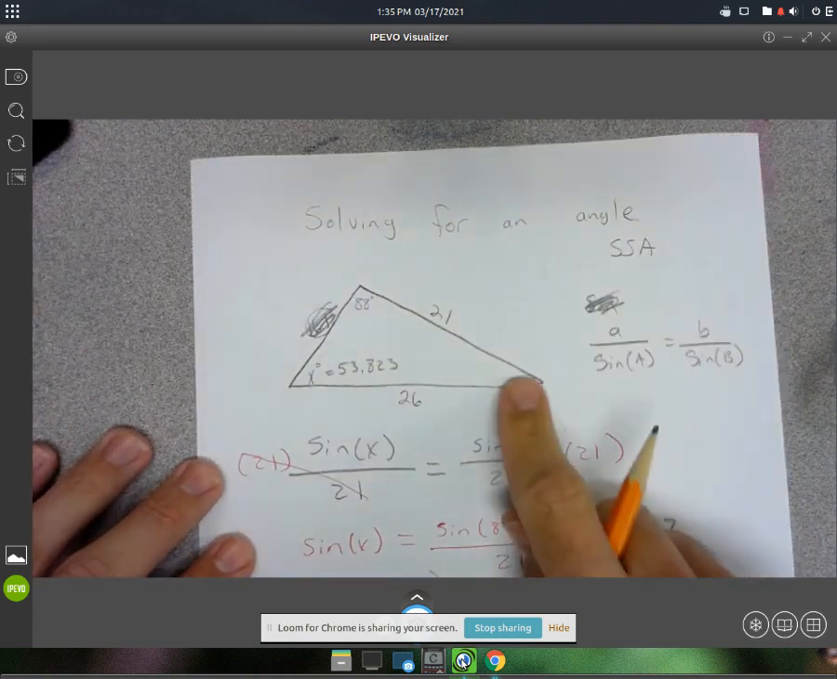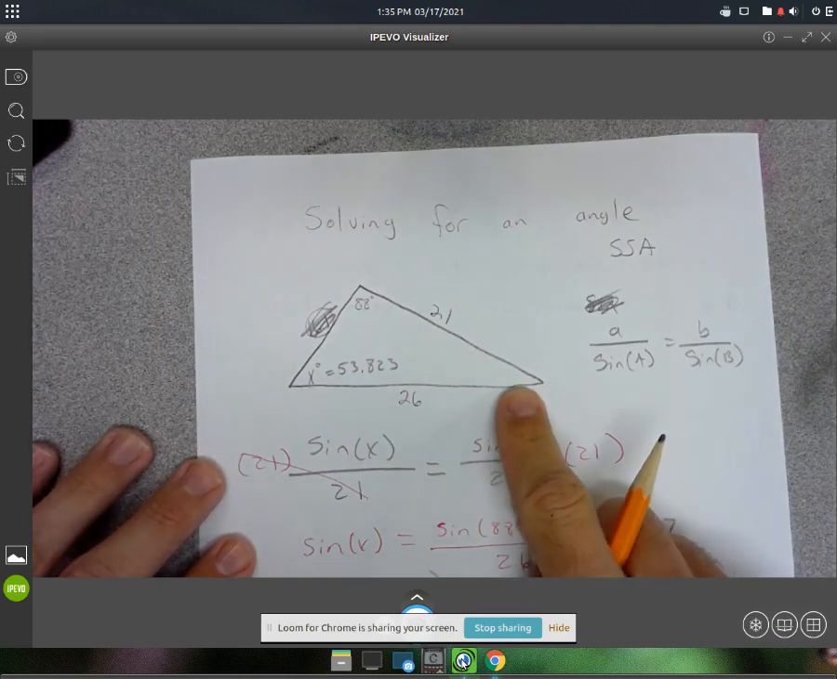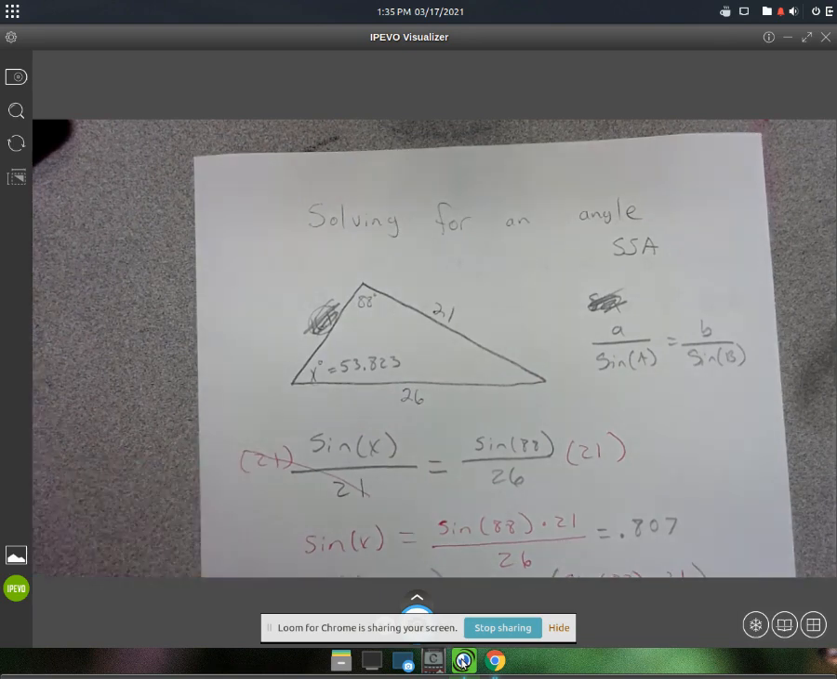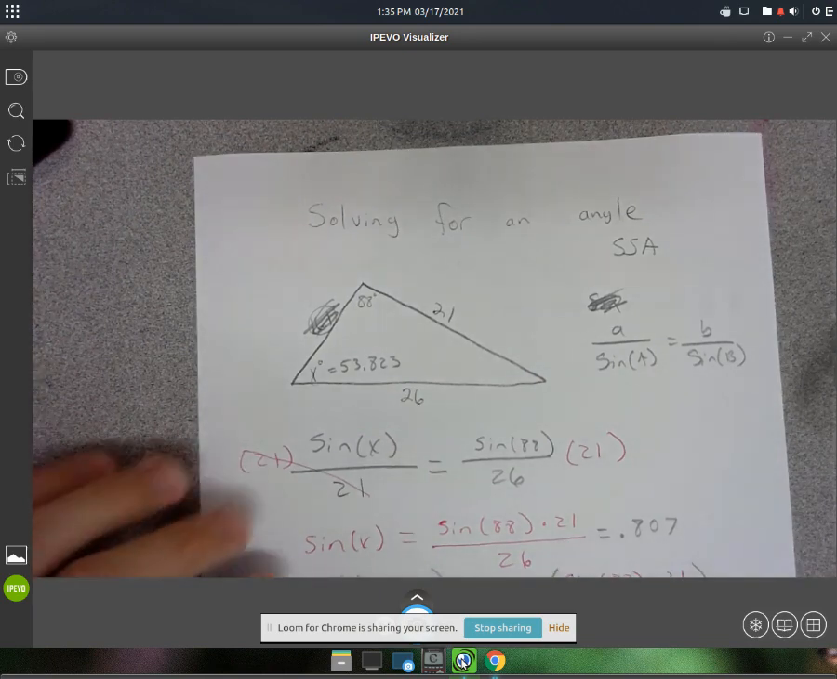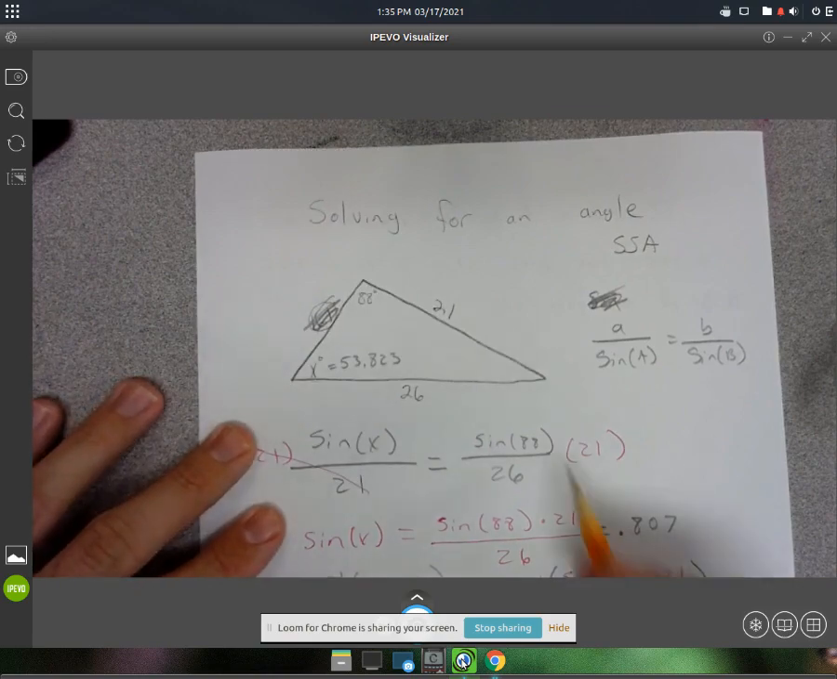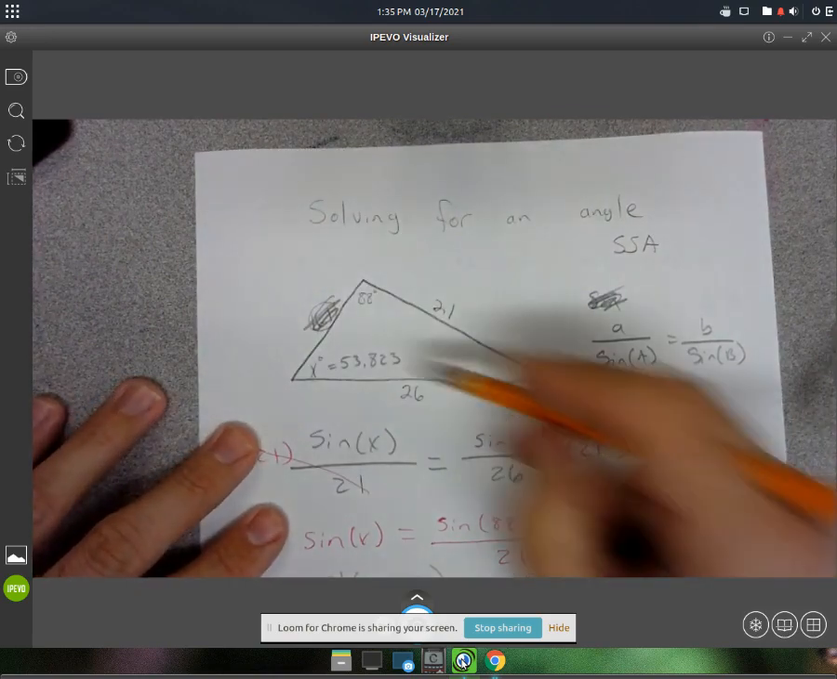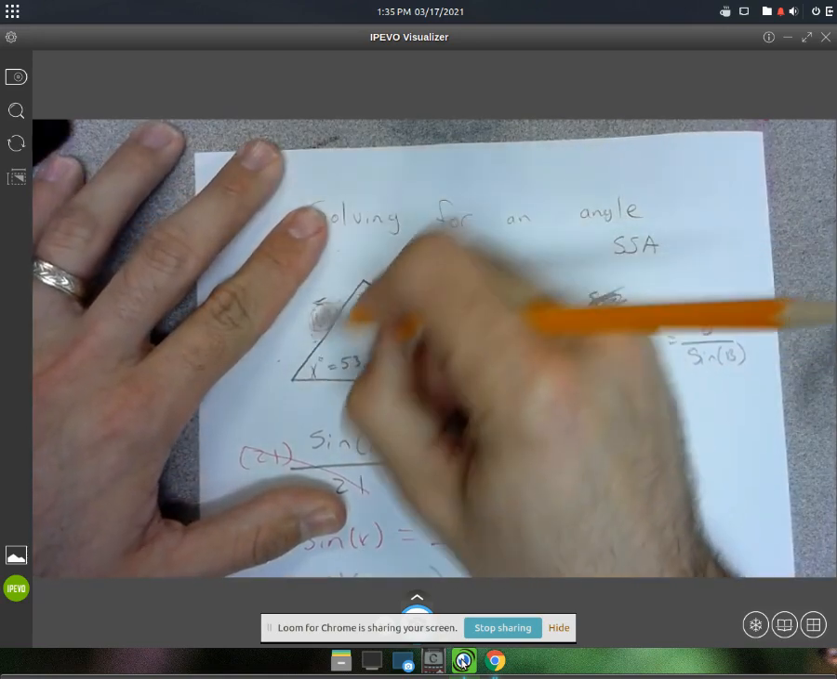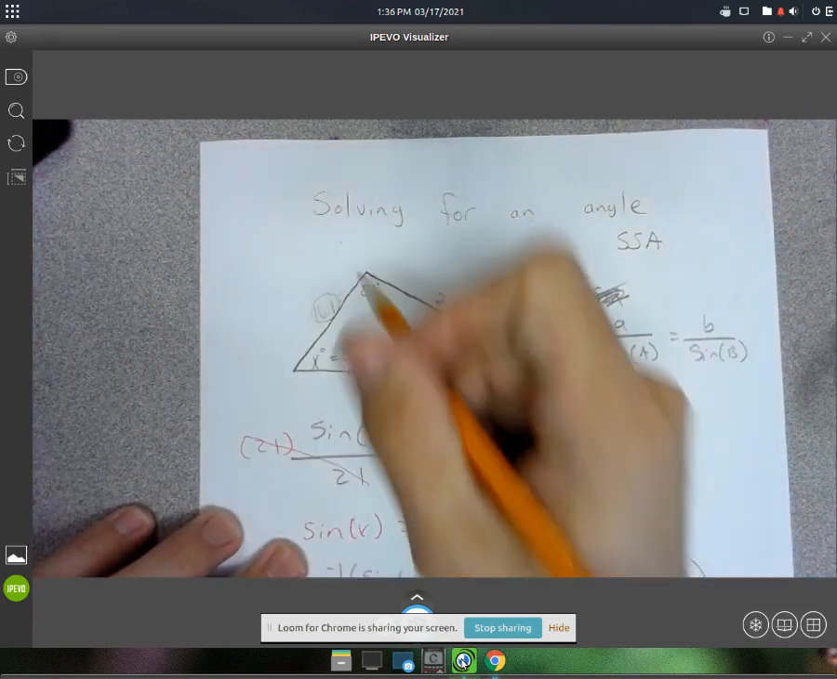Now, if I wanted this third angle, I could just do 180 minus both of those, and that would give it to me. But for the sake of practice here, let's go ahead and set up another law of sines equation and solve for it. But I actually do need this side over here, don't I? What was that, 16.1?